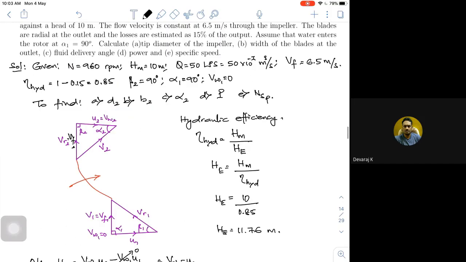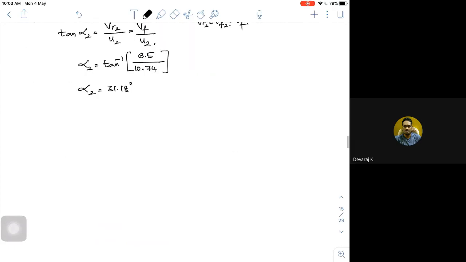Okay. Now, look at this here. What is the power? You can see power you can calculate with respect to two things. One, what is the power available at the rotor? What is the power available with the fluid? What is the power available at the shaft? You have two things. So both I will try to do, because in the problem statement they are not specified anything.